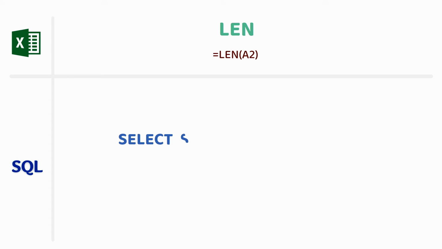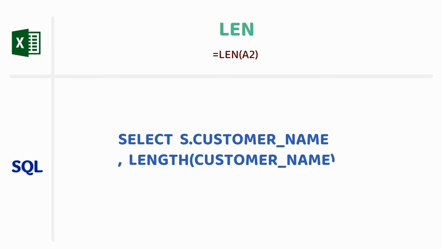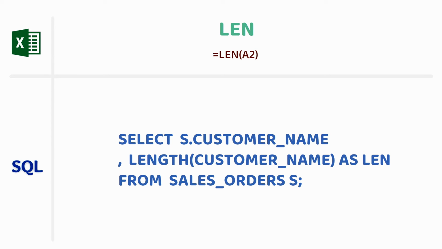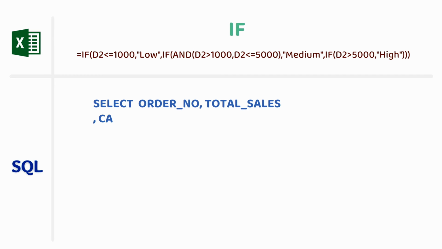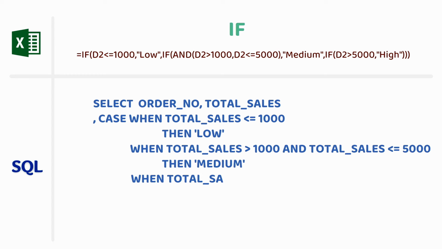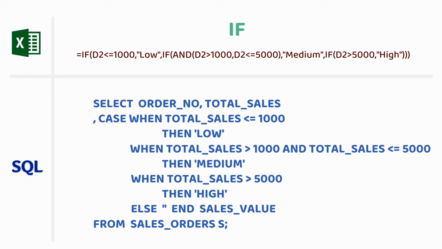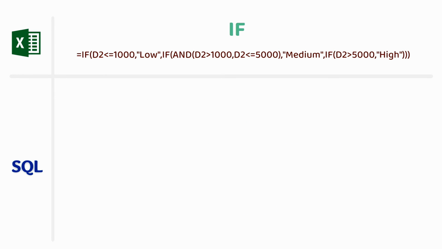Len. Len is used to calculate the length of a given text. In SQL, we have a function called length which can perform the same task. If function in Excel allows you to return different values based on which condition holds true. In SQL, you can perform the same operation by using the case statement.